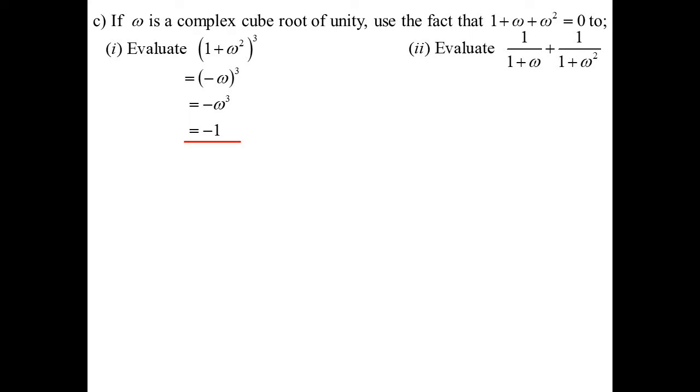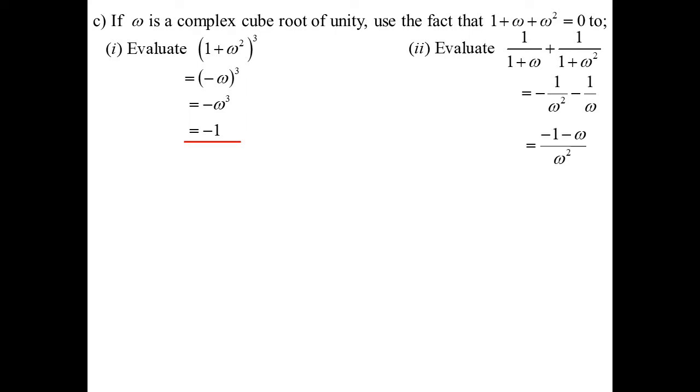I need to get a common denominator, but I'll tell you what, I'm not going to use those as my denominator. I'm going to use those. Because 1 plus omega would be minus omega squared. 1 plus omega squared would be minus omega. I've got a much simpler algebraic fraction to play with now.